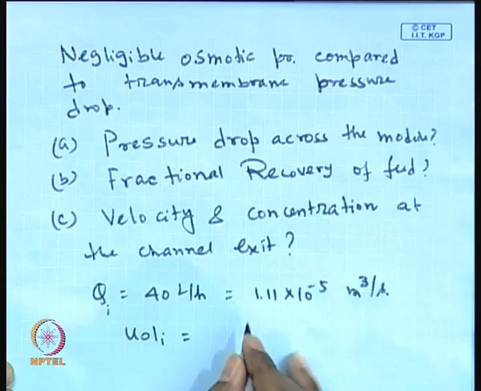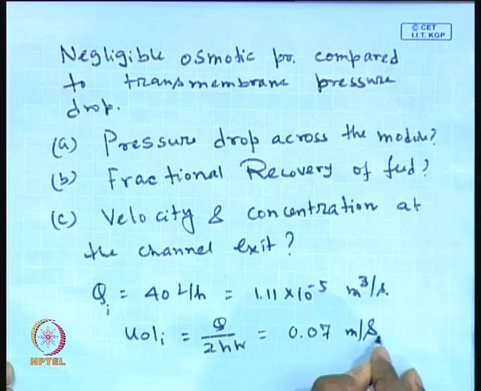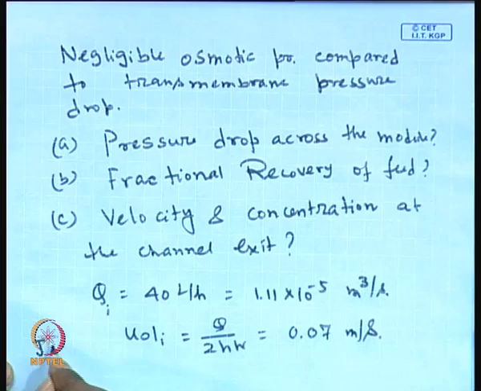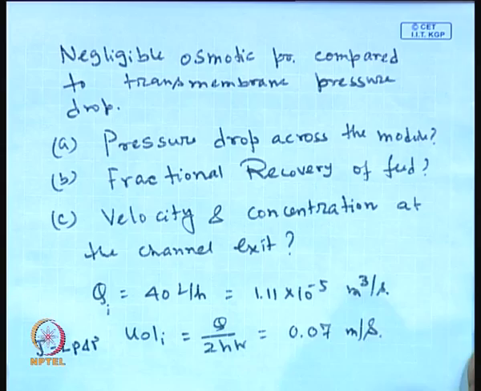This becomes Q by 2 H W, that will be the area of cross section of the flow, and it turns out to be 0.07 m/s. Okay. Now, in this case we are assuming that osmotic pressure is negligibly small. So, therefore, permeate flux is proportional to transmembrane pressure drop at any point of time, because delta p minus delta pi, the pi is negligibly small. So, we will go to the second formulation of our membrane module design, and we will calculate accordingly.